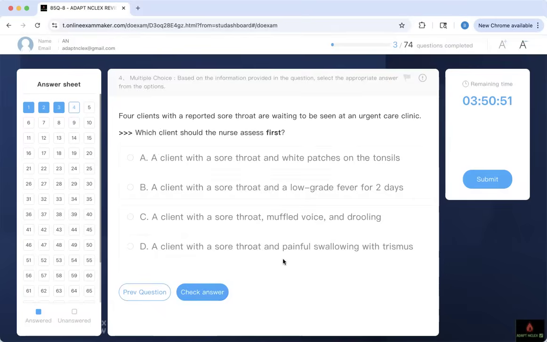Which client should the nurse assess first? A client with a sore throat and a white patch on the tonsil. Where are we? Four clients with reported sore throat, all waiting to be seen in the urgent care. Which client should the nurse assess first? All of them have a sore throat. They want to be seen. Who do you see first in the urgent care? One has a sore throat with white patches on the tonsil. Another has a sore throat with a low-grade fever. Sore throat, muffled voice, and drooling. Sore throat, painful swallowing with what? Trismus. If you are in this situation, which one will you pick?